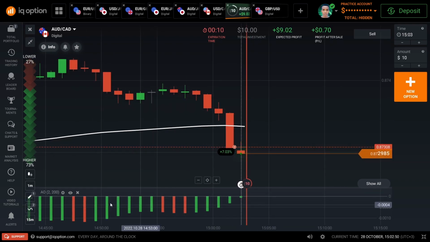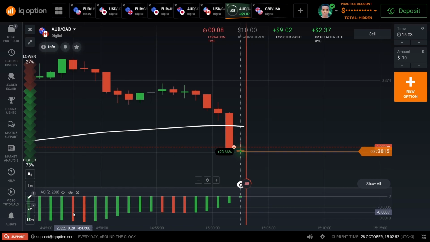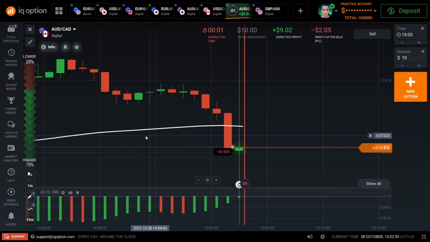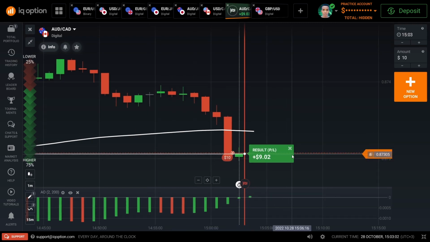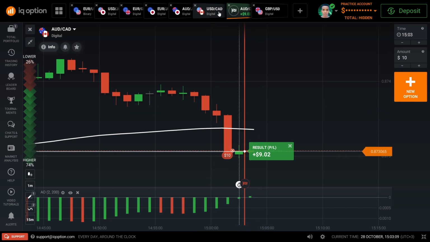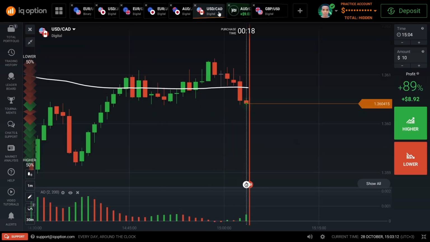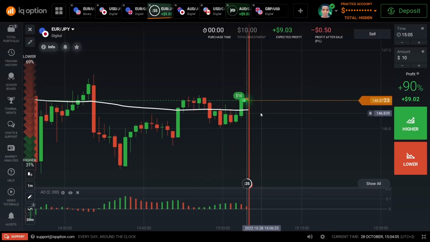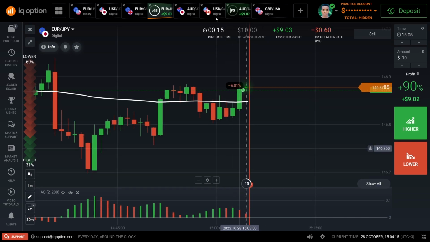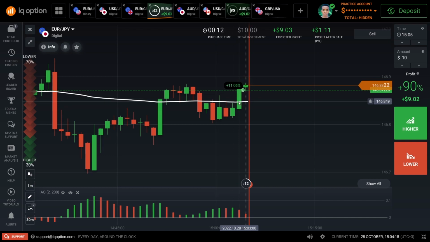And once the Awesome Oscillator is printing red and the price is above, I'm just going to share how to identify. You see, we win this trade right now. And let me show another example of going higher. Like this one, guys, I go higher because the Awesome Oscillator is printing a red bar while the price is above the moving average. Okay, this is clear.